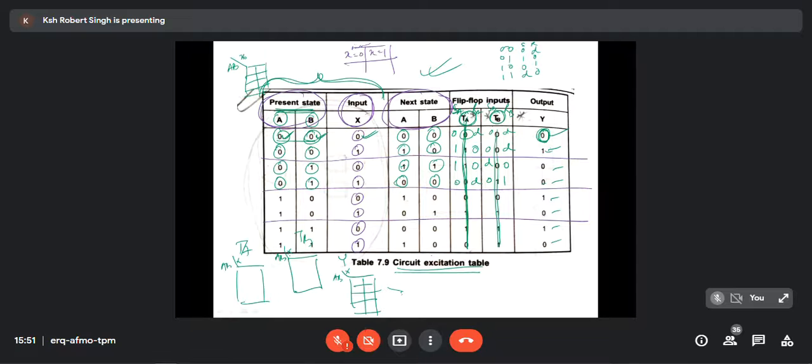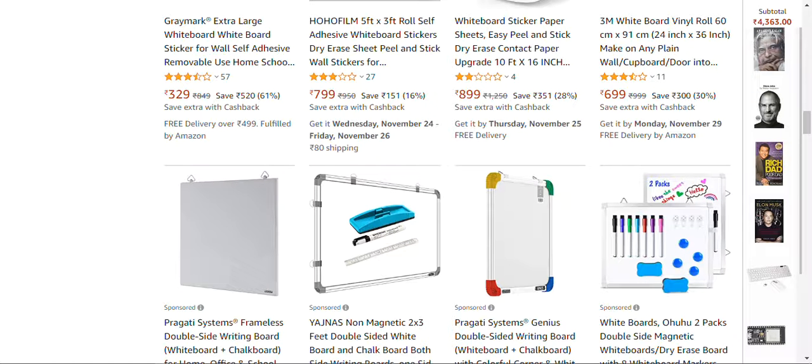And then you have to find expressions for what? There will be one expression for SA, another for RA, SB, RB, and Y. How many K-maps will you have? That means 1, 2, 3, 4, 5. Five K-maps. One K-map each for SA, RA, SB, RB, and Y. From that, you will find the expressions for SA, RA, SB, RB, and Y.